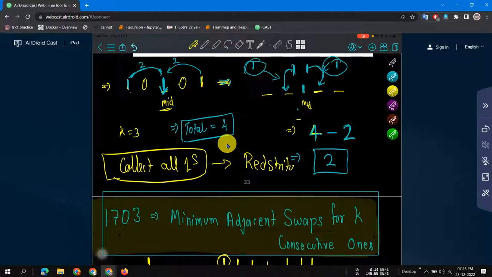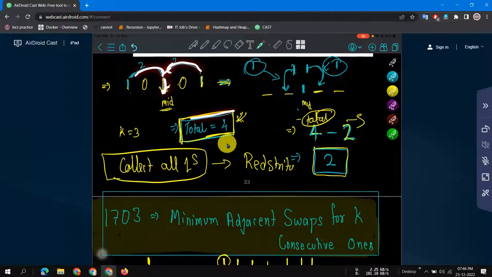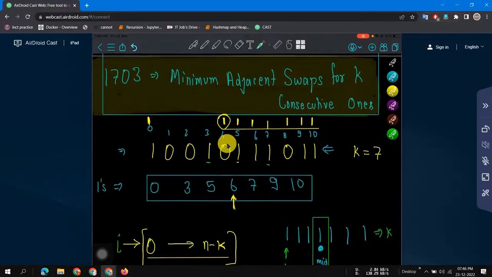That midpoint will be decided by the total jumps. If this total jump count is smaller, then the total answer will also be smaller, because the answer is the total minus something. If the total is smaller, then total minus something will also be smaller. So I will decide the midpoint by the total jumps needed to collect all the ones at the midpoint. First, I will collect all the ones at the midpoint where the minimum jumps are needed, and then I will redistribute them around the radius. Simple. Okay, now moving to our question.